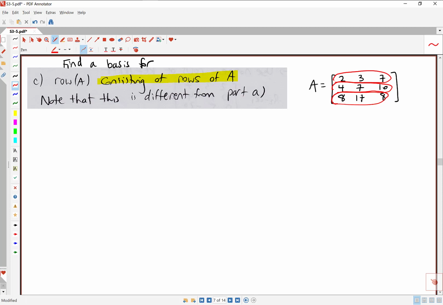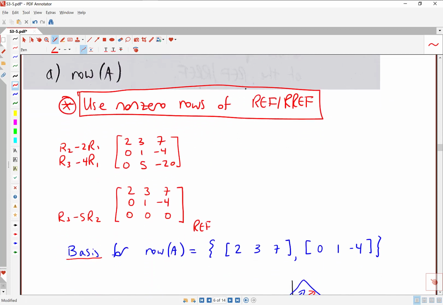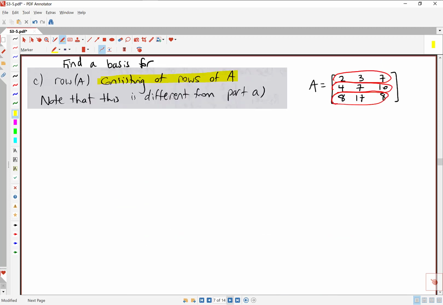So notice that this is different from what we did in part A. Let's flash back to part A. In part A, we found a basis for the row space of A, but if you look, our answer was 2, 3, 7, which was a row of A, but 0, 1, negative 4, which was not a row of A. So this 0, 1, negative 4 is not actually described in terms of one of the original rows of the matrix. So that makes part C a different question than part A.